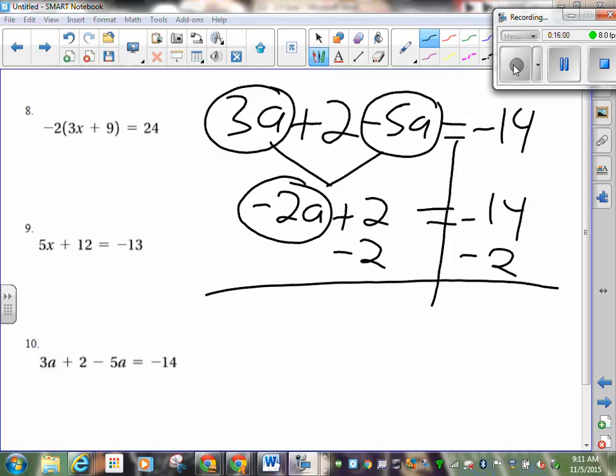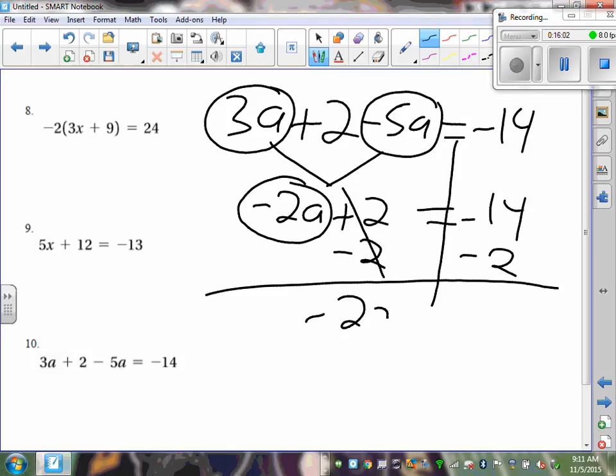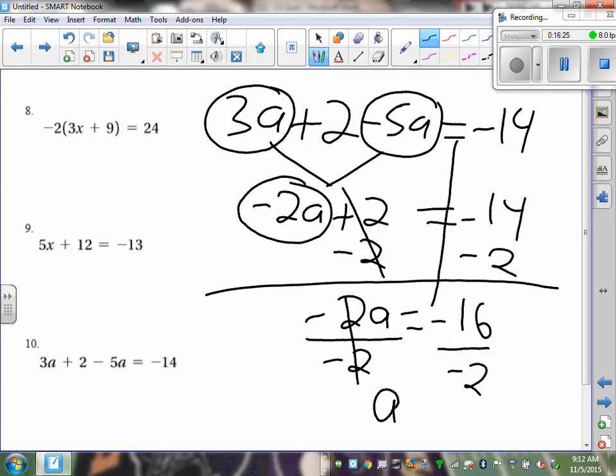Excellent. Subtract 2 from both sides. These cancel. I get negative 2a equals negative 14 minus 2, which is negative 16. The number next to a letter. What do I have to do? Divide. Divide by negative 2. Divide by negative 2. That cancels, and I get a equals. A negative over a negative is a positive. So a negative divided by a negative is a positive. So my answer is positive 8.